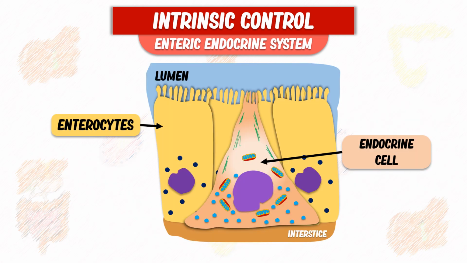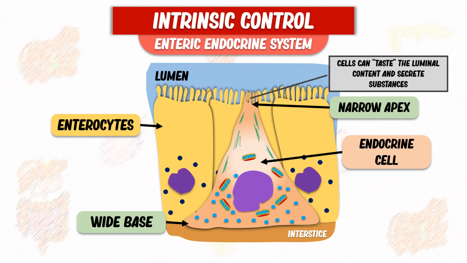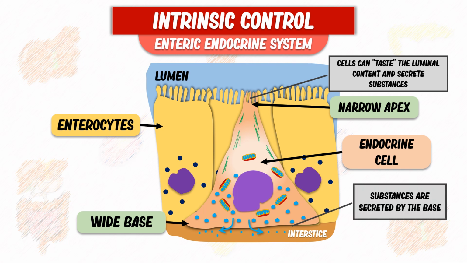As we've already discussed, substances are given different names depending on how they reach their target cells: paracrine, autocrine, or endocrine. Both endocrine and paracrine cells have a different configuration from other cells. They have a narrow apex and a wider base. The apex faces the lumen, allowing these cells to detect the contents passing through the gastrointestinal tract and respond accordingly. The wide base is filled with secretory granules containing substances that are released from the base.